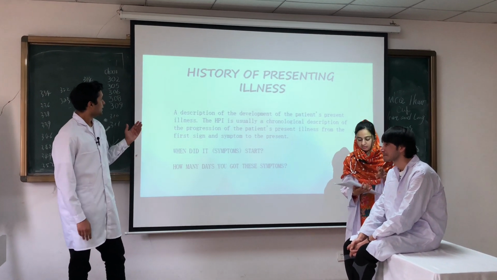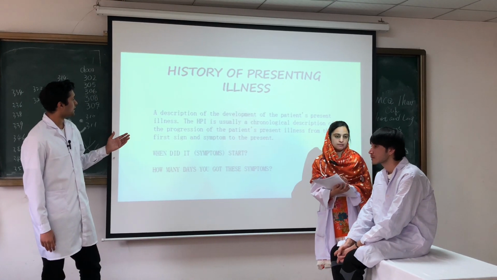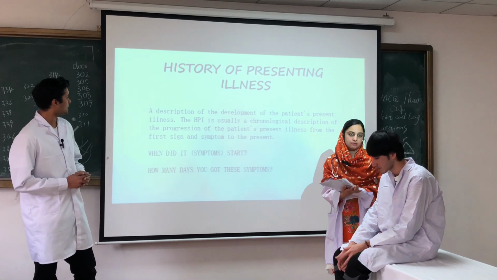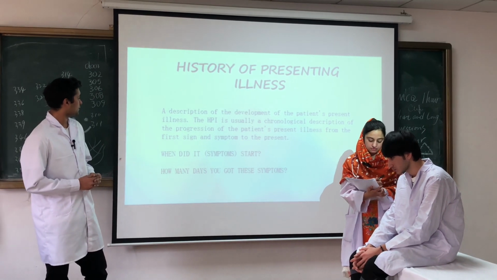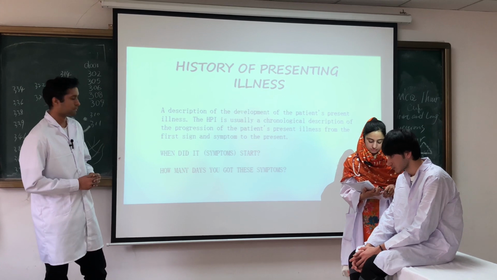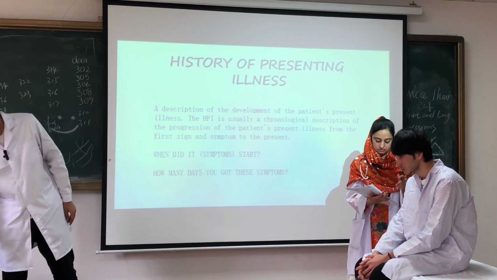From there, we move to the next step, history of the presenting illness. How to write the presenting illness? It is basically a description of the development of the patient's present illness. The history of presenting illness is usually a chronological description of the progression of the patient's illness from the first signs and symptoms to the present. For example, when did it start? When did the symptoms start? And how many days have you been having these symptoms?